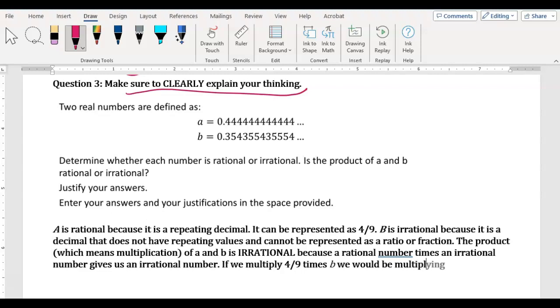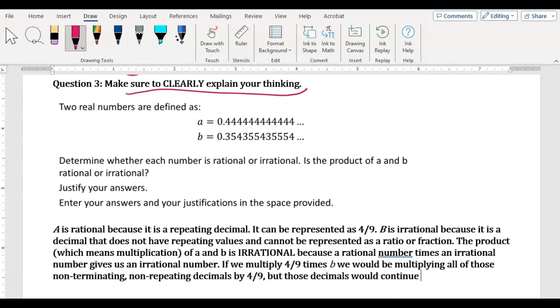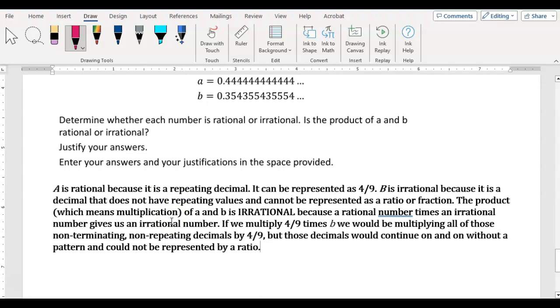be multiplying all of those non-terminating, non-repeating decimals by 4/9, but those decimals would continue on and on without a pattern and could not be represented by a ratio or fraction. Actually, we can just say by a ratio. Okay? This is an example, right, of my thinking.